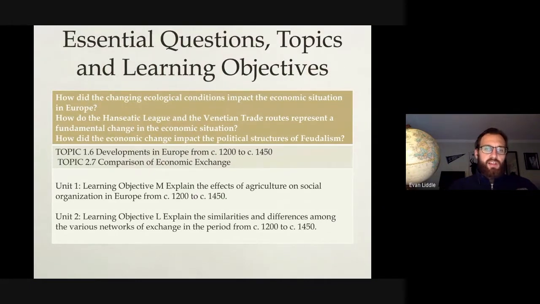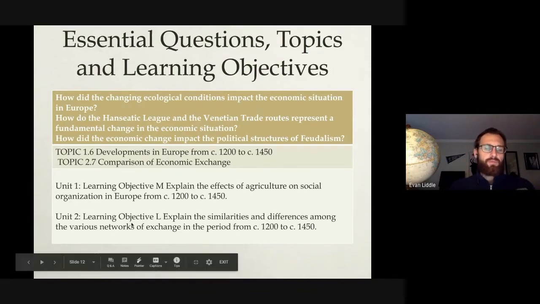How did the changing ecological conditions impact the economic situation of Europe? How do trade organizations like the Hanseatic League and the Venetian trade routes represent a fundamental change in the economic situation of Europe? And how did the economic change impact the political structures of feudalism within Europe?